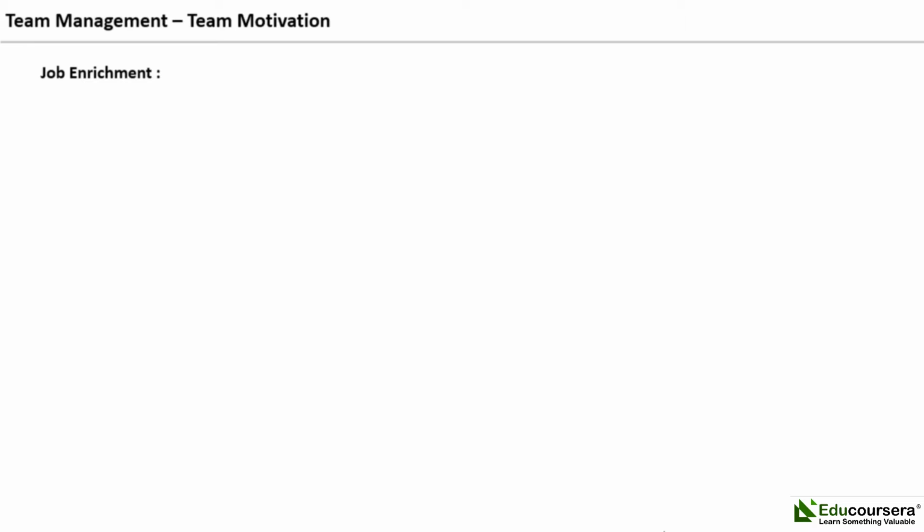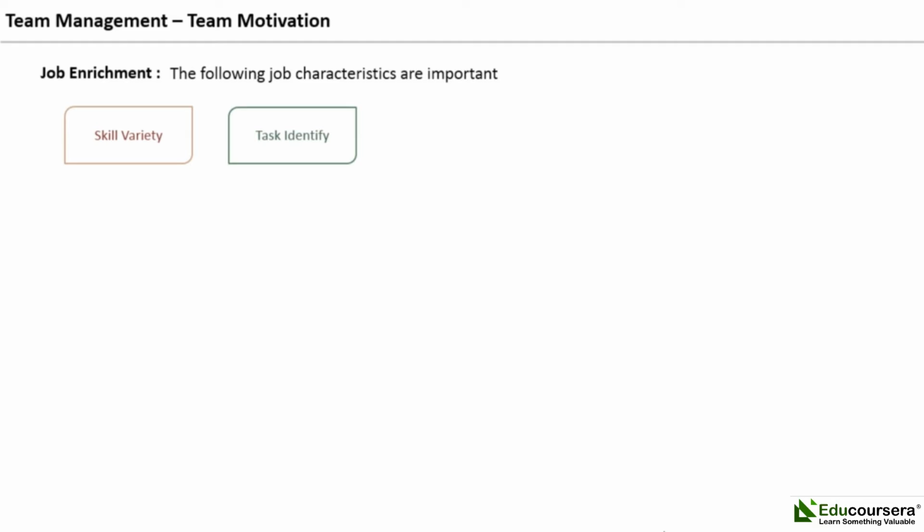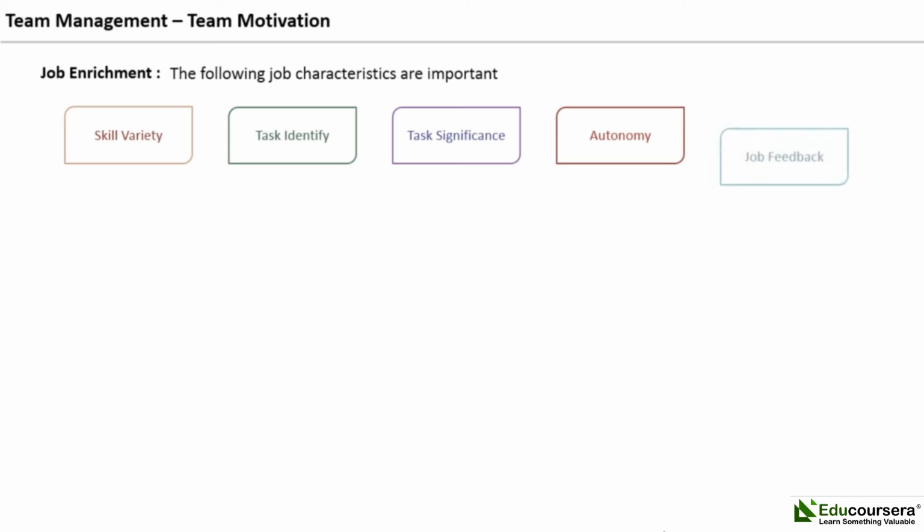Hackman, 1980, suggests that the following job characteristics are important. Skill variety, a variety of tasks and types of skills. Task identity, an ability to do the complete job. Task significance, the impact of the job on the firm. Autonomy, freedom from supervision, ability to schedule one's own work. Job feedback, a person can see the direct results of their work.